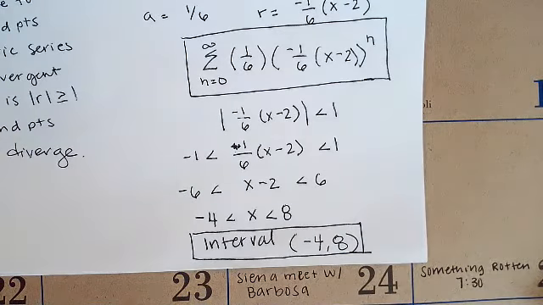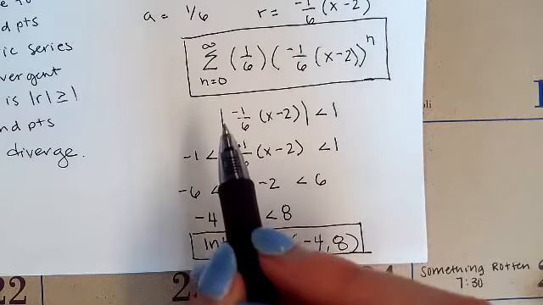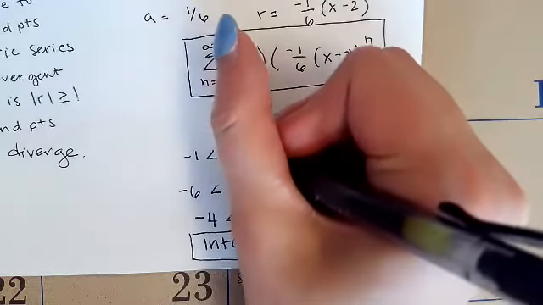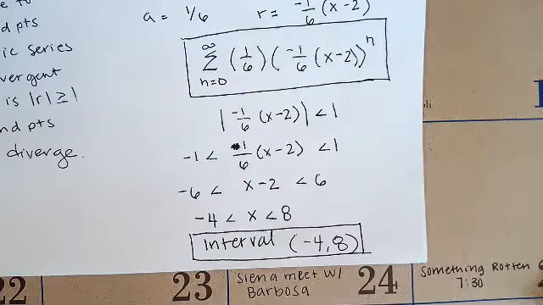Why did the 1/6 change from negative to positive? The absolute value. For sure, on the test. Right now. I thought so. Okay.